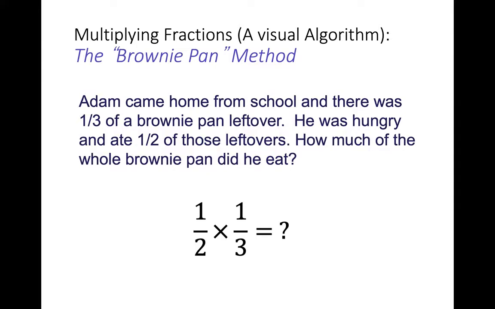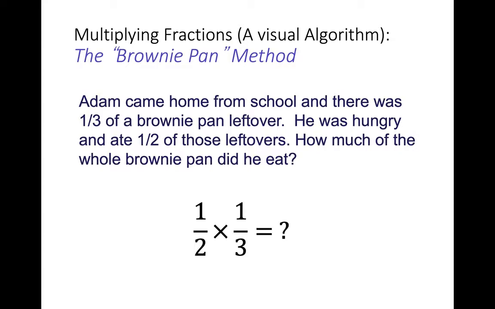One method that became popular with the Connected Math Project curriculum a while ago was often deemed the brownie pan method. It doesn't have to be used with brownies. But here's a situation. Let's suppose Adam came home from school and there was 1/3 of a brownie pan left over. He was hungry and ate 1/2 of those leftovers. How much of the whole brownie pan did he eat?